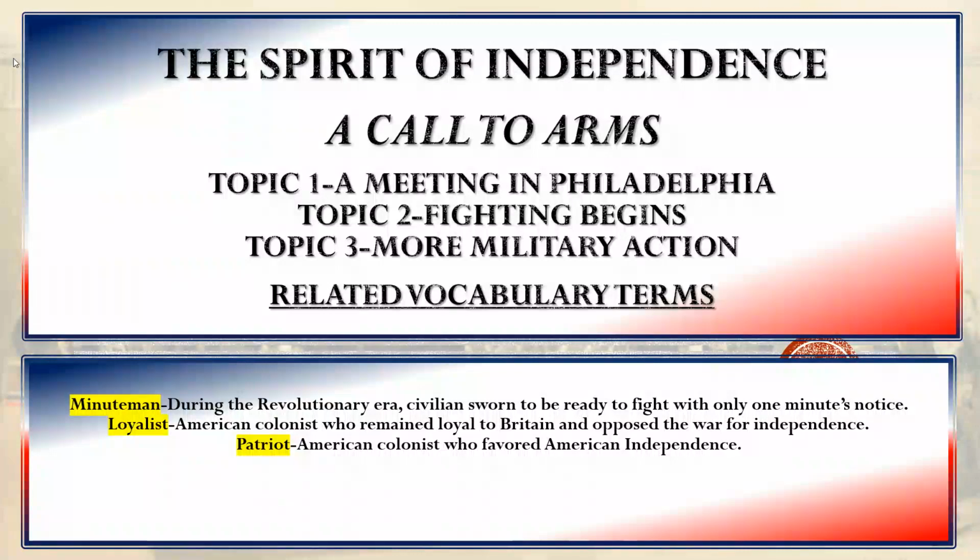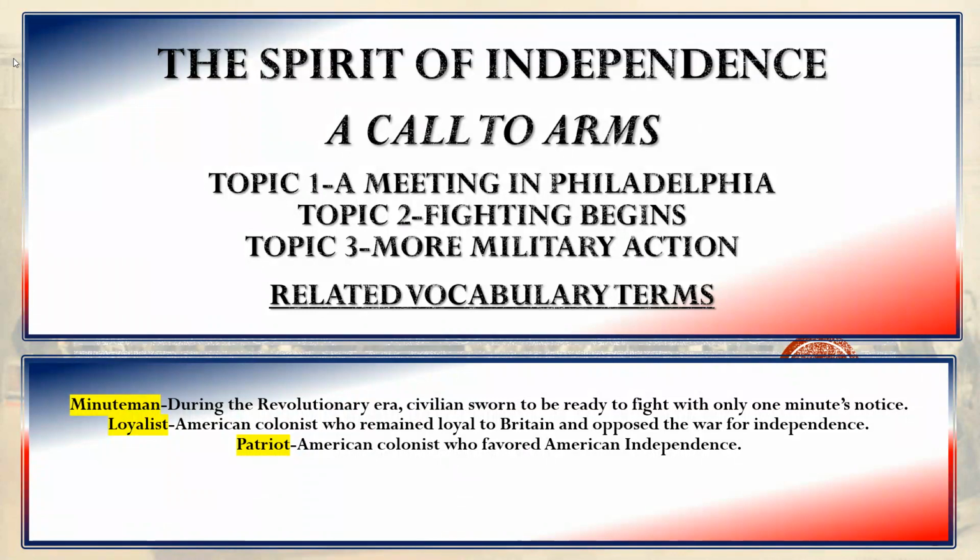This is Lesson 3, A Call to Arms. In this lesson, we have 3 topics. Topic 1, a meeting in Philadelphia. Topic 2, fighting begins. And topic 3, more military action. Related vocabulary. This one's kind of short with the related vocabulary.